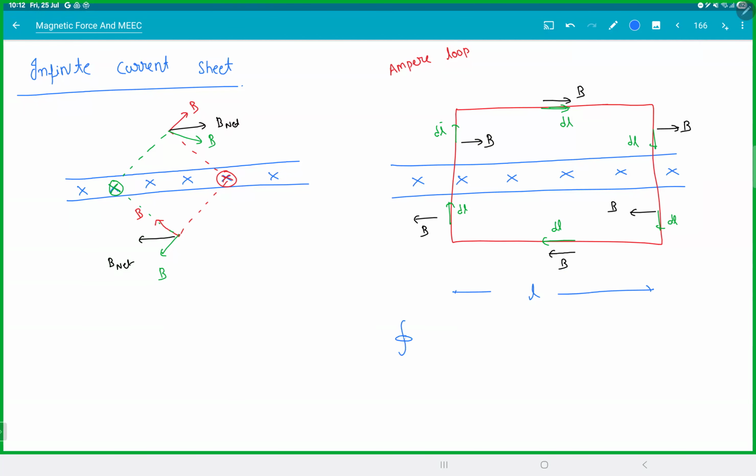So when you do the integral of B dot dl equal to mu naught I, you can clearly see A to B it works, B to C it will be 0, C to D it works, and D to A it is 0. This will become 2 times BL is equal to mu naught. K is the current per unit width. So here the width is L and this will be KL. L gets cancelled, we get B is equal to mu naught K by 2. Remember the result?